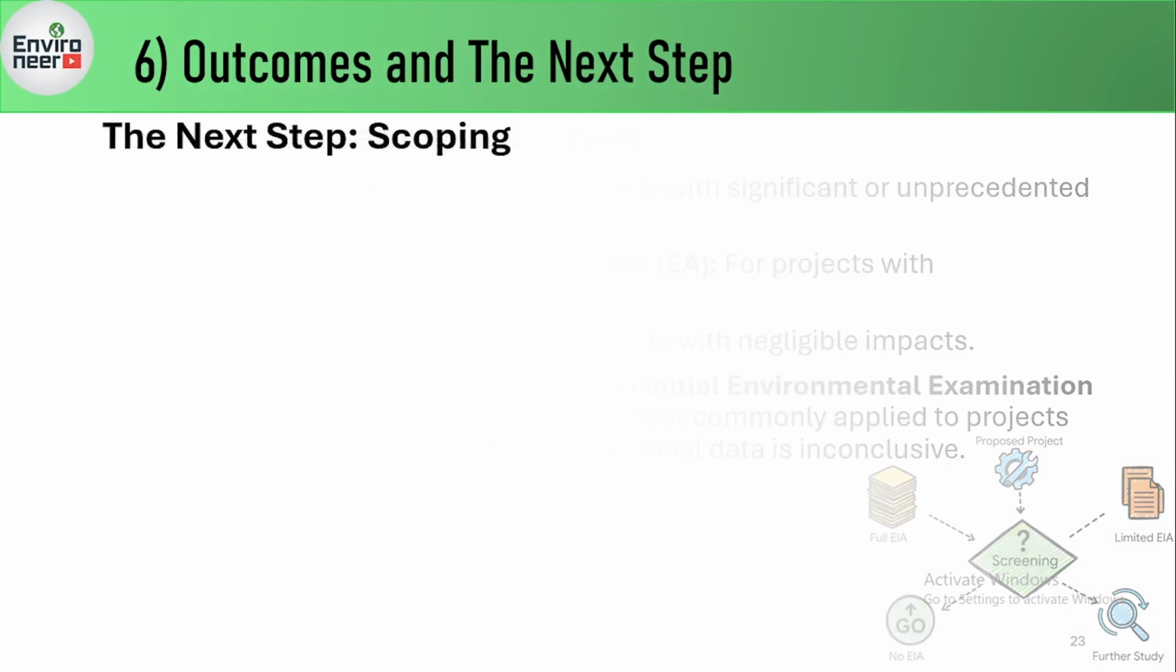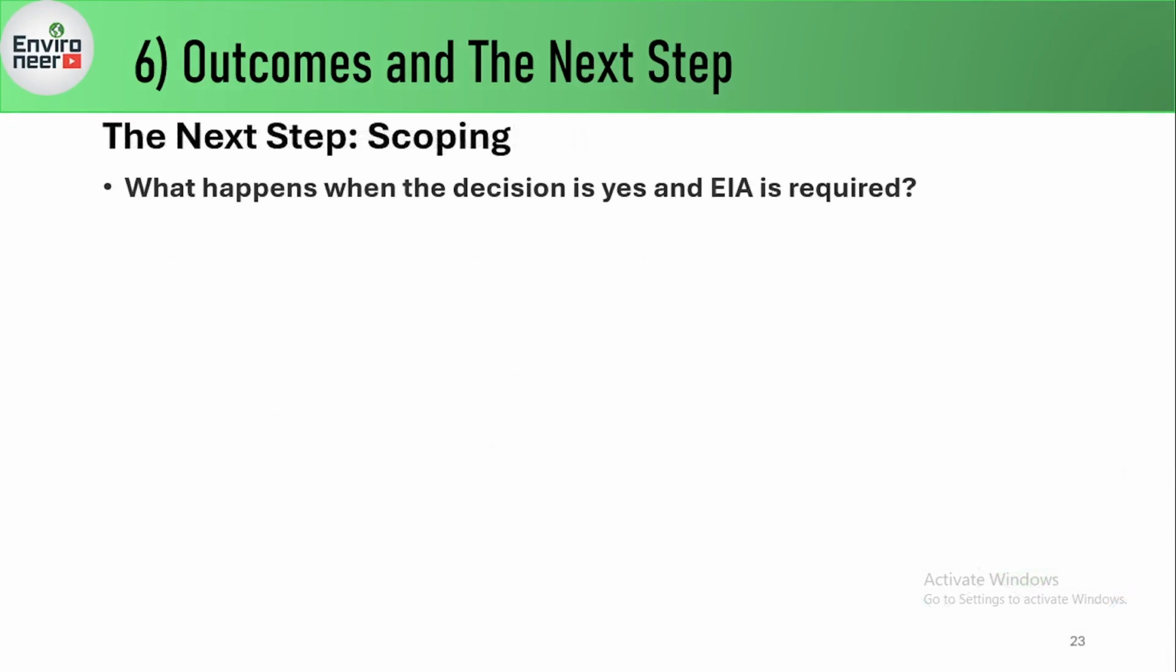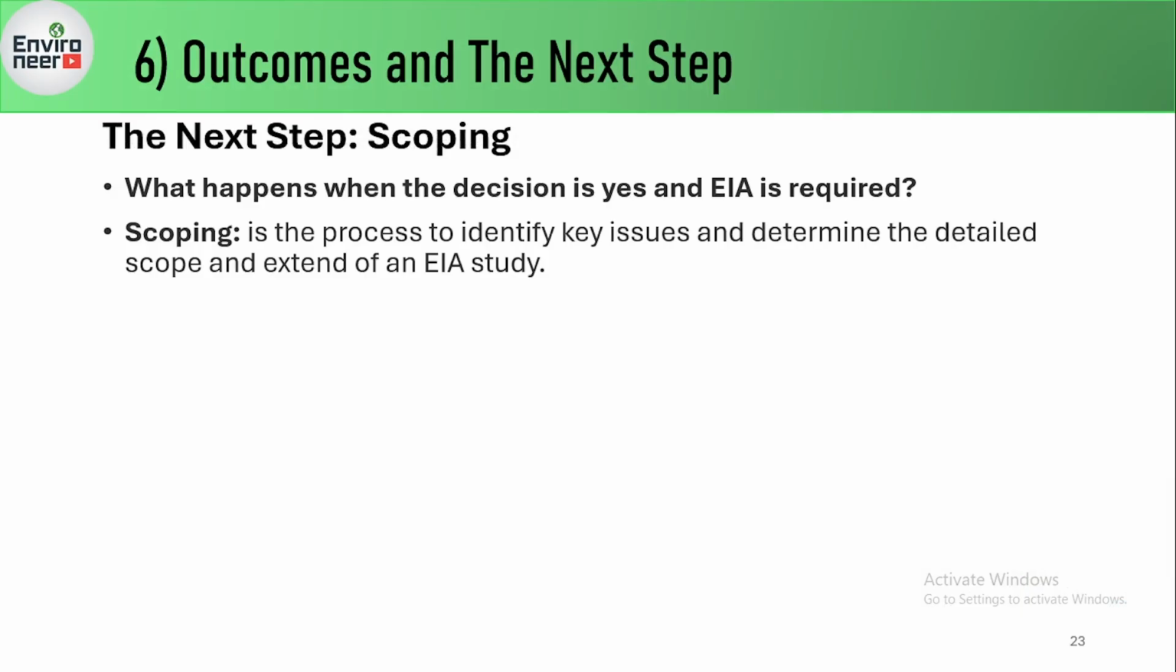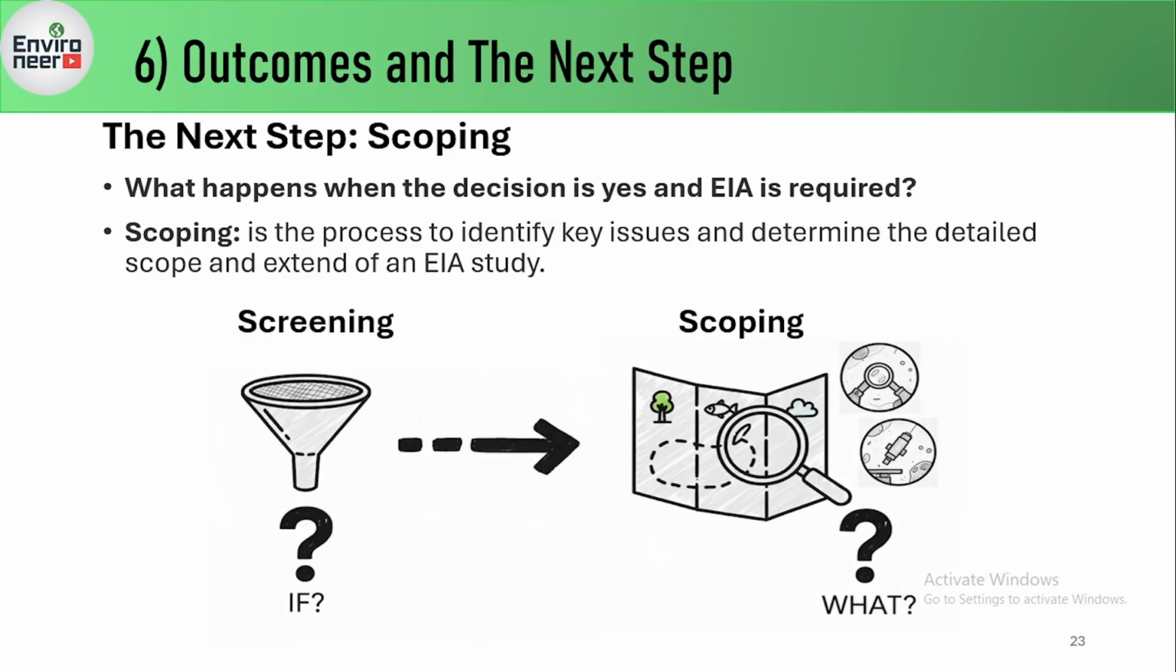So, what happens when the decision is yes, an EIA is needed? Well, the process moves immediately into the next phase, which is called scoping. And it's a perfect name for it. If screening answers the question, do we need an EIA? Then scoping answers the question, okay, so what exactly should this EIA study? Think of it like creating the blueprint for the entire investigation. It's all about focusing the time, money, and expertise on the issues that matter most, making sure the EIA is efficient and effective.